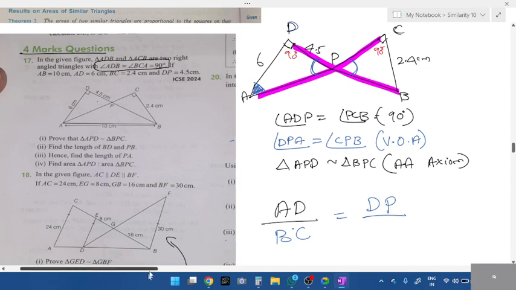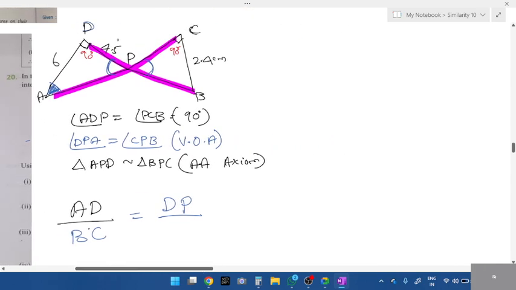Angle A? Right. Angle A. Now tell me all the angles, students. Relation between all the angles. Angle D was equal to angle C. Angle P is equal to angle P. What are the other two angles left? Angle A will be equal to... Very good. So here, where was DP? DP was opposite to angle A.